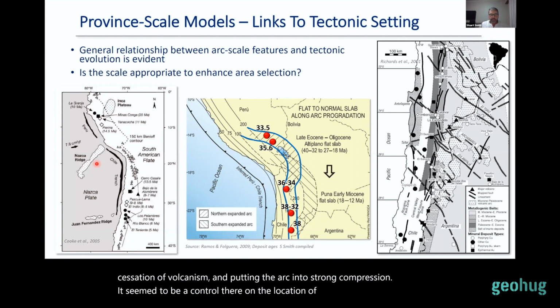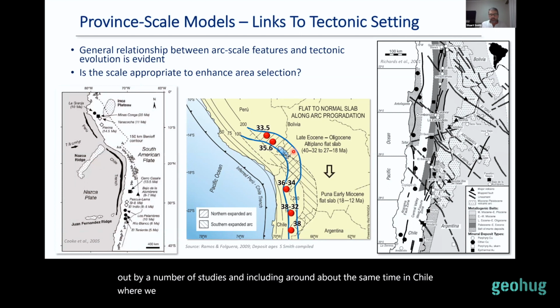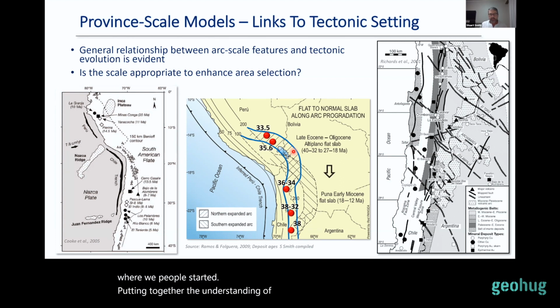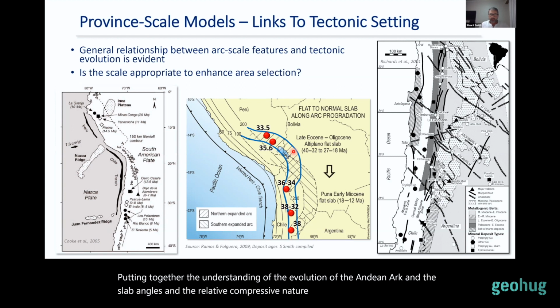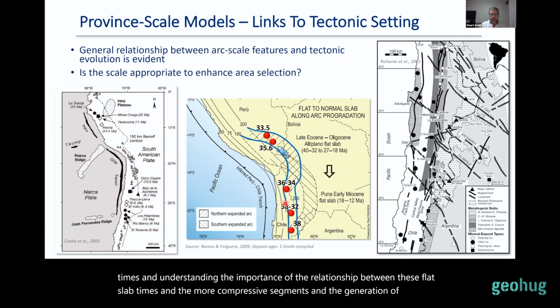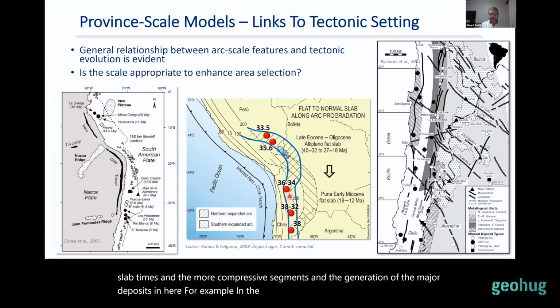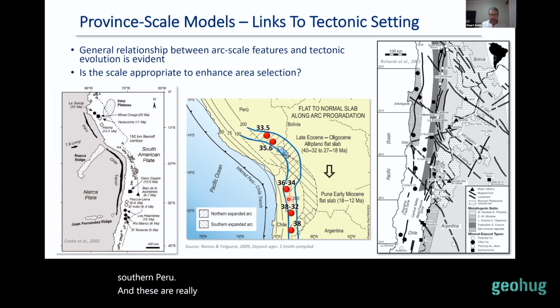and that was borne out by a number of studies. Including around about the same time in Chile, where people started putting together the understanding of the evolution of the Andean arc and the slab angles and the relative compressive nature versus extension in other times, and understanding the importance of the relationship between these flat slab times and the more compressive segments and the generation of the major deposits in here, for example, in the Eocene Oligocene in northern Chile and southern Peru. And these were really important contributions, and there are many other examples I could have used to show the same thing.